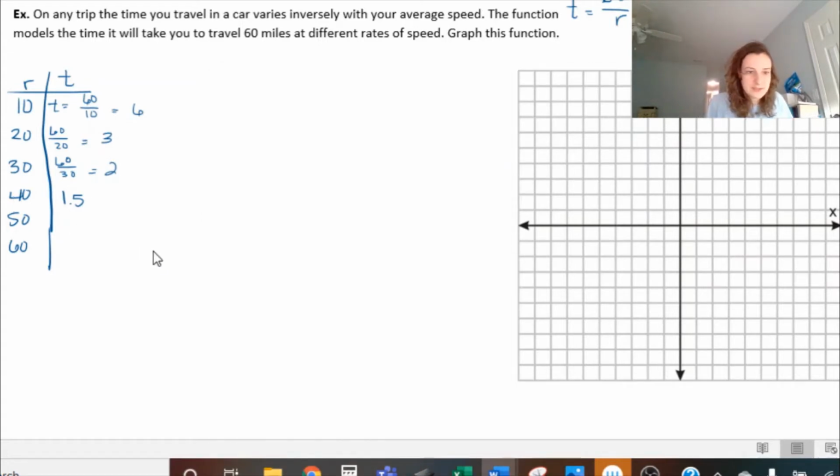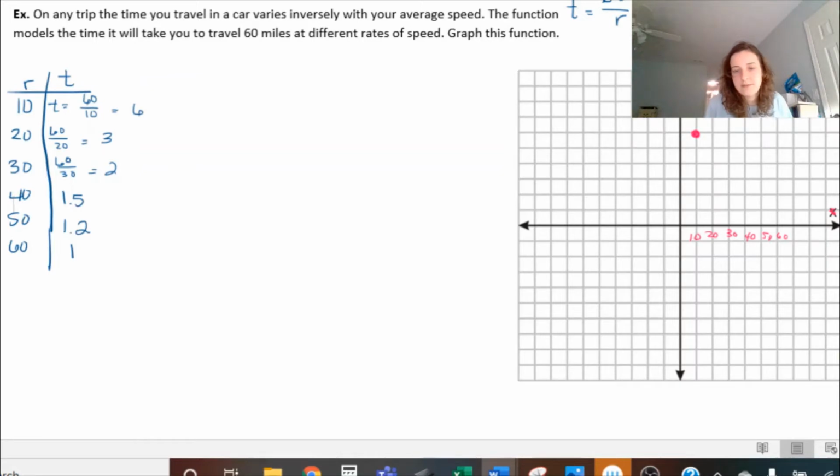So you notice here that these numbers are going to get closer and closer together, and then 60 divided by 60 is just 1. So I can come over here to my graph. I'll do something a little bit brighter so that you can see it. And let's graph here. So x is my r value, that's your rate, okay, and y is time, okay. And so if I'm driving 10 miles per hour, let's just go by tens here, 10, 20, 30, 40, 50, 60. If I'm driving 10, it will take me 1, 2, 3, 4, 5, 6 hours to get there.